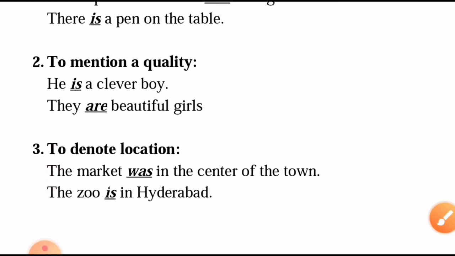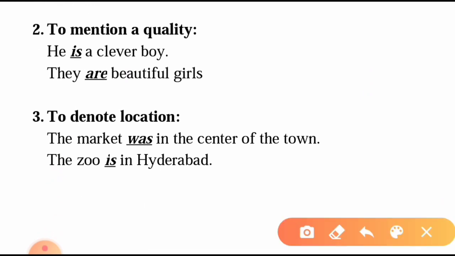What about second? The second is to mention a quality. When you are mentioning a quality of the subject, you use verb to be. You can see the example. He is a clever boy. So now you use is here, which is verb to be, which is showing the quality of the subject, which is he in this sentence.